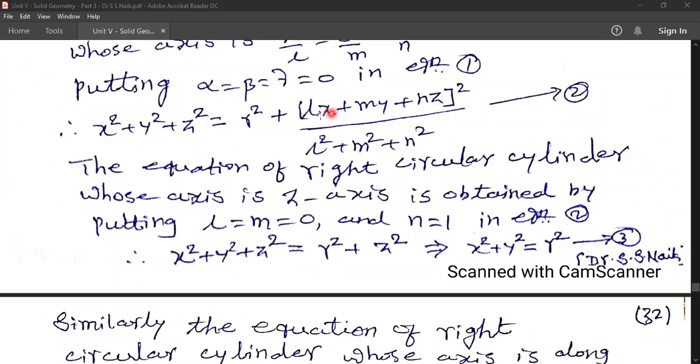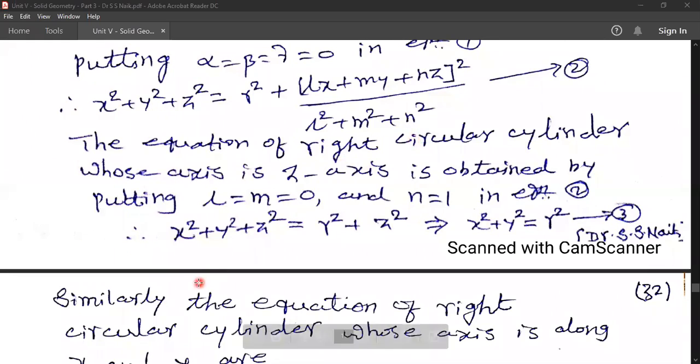Then you are putting l = m = 0. That means this part becomes equal to 0. Then n = 1, so I'll be having z². Then this is 0, this is 0, this is 1 square, which becomes 1 itself. So therefore, you will be having x² + y² + z² = r² + z². Implying thereby this z² and z² will get cancelled. Then x² + y² = r².